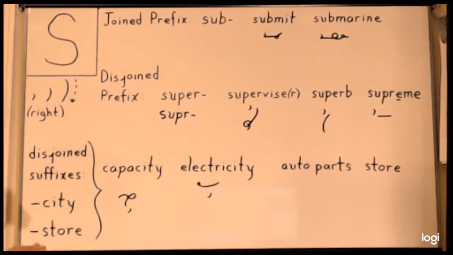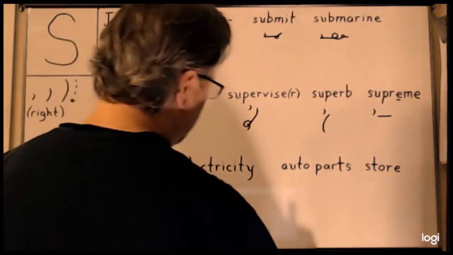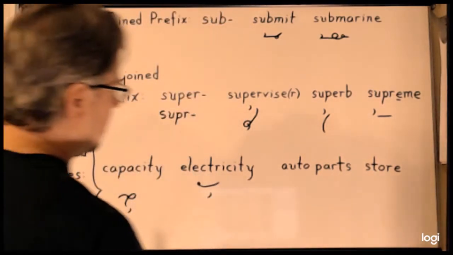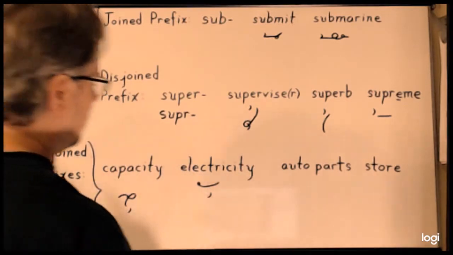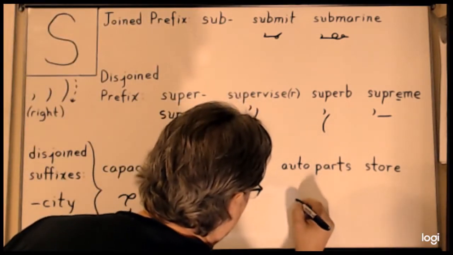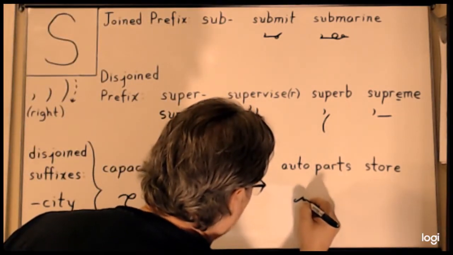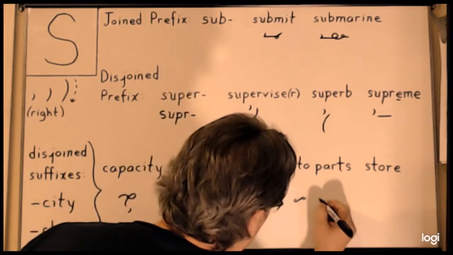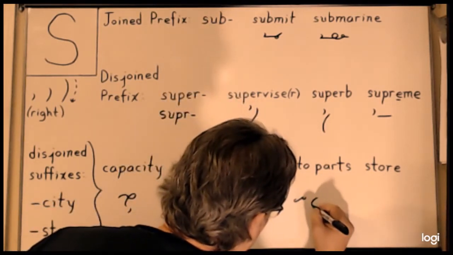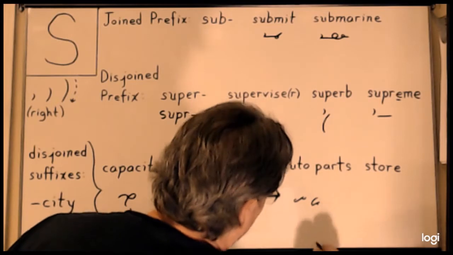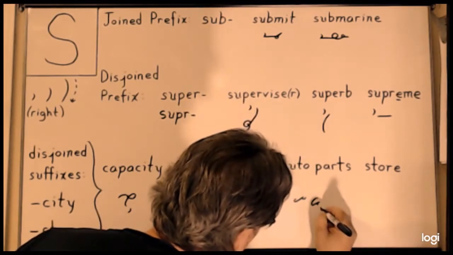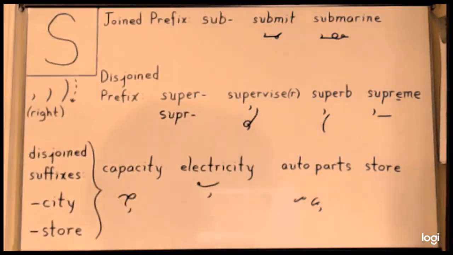And then for the disjoint suffix store, you'll just write whatever kind of store it is. So here we're going to write auto parts store. So auto is just going to be the O-T-O, parts, P-T-S, and then store down below it this time. Auto parts store.